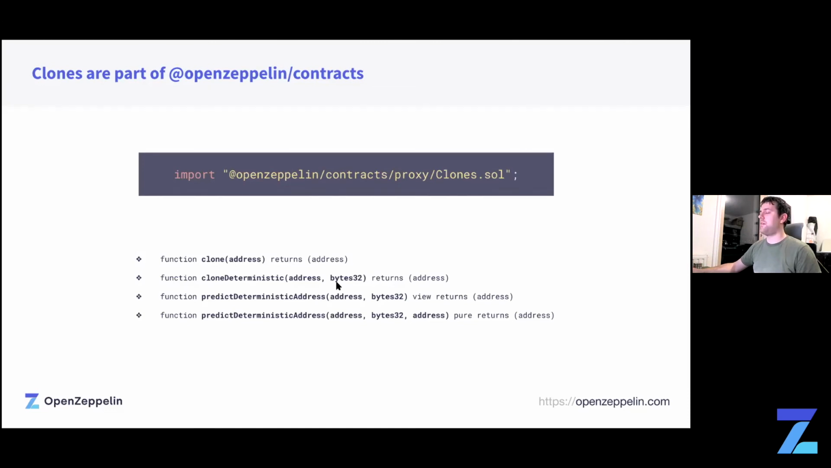However, basically since address plus salt returns a unique address, you are able to predict that using the predict deterministic address. And there is also a second version, taking the implementation, the salt, but also the address of the deployer. So you can even use this library to know what would be the address of a clone if another contract wanted to deploy it. That might be useful in some cases in your applications.